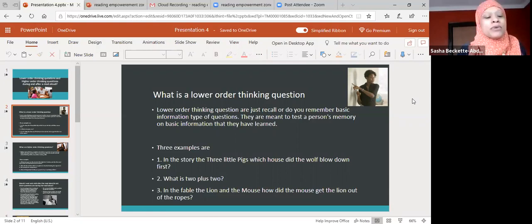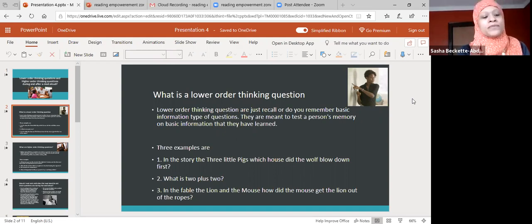Three examples. Number 1, in the story The Three Little Pigs, which house did the wolf blow down first? The answer would be quite simply, I believe it was the straw house that he blew down first. That's real simple, right? That's basic. You find it in a story, not anything really deep.